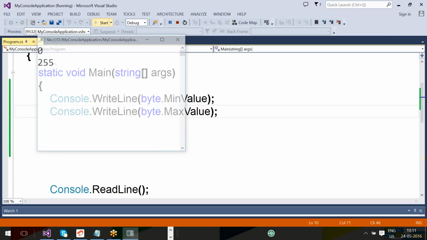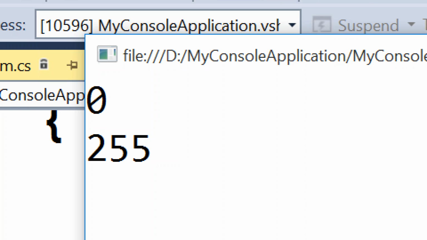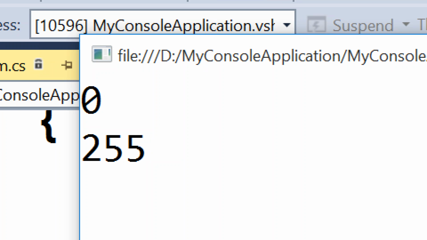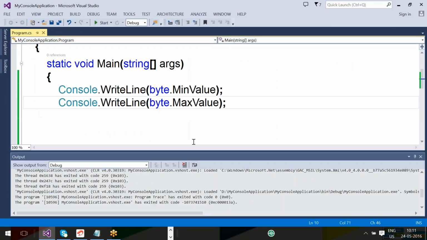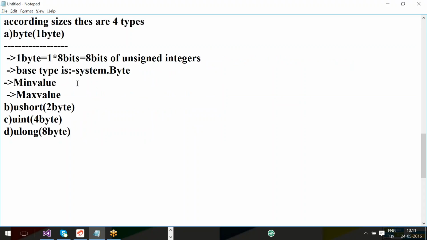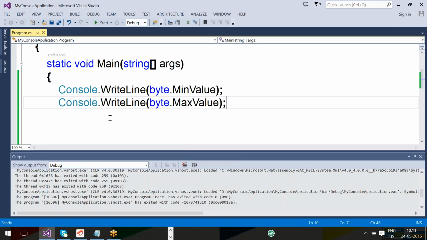Compilation. Yes, you can observe 0 to 255, not minus 128 to 127, because it's unsigned, you cannot accommodate a negative value. That is the reason. So finally, we can write min value is 0, max value is 255. Next, let's find some examples, not real time, first normal examples.